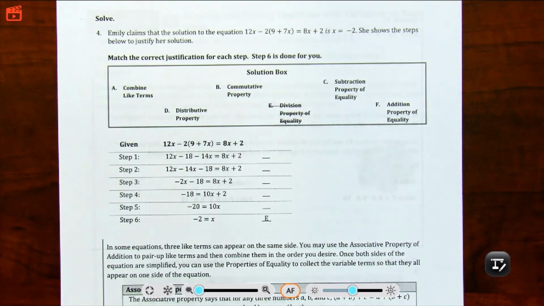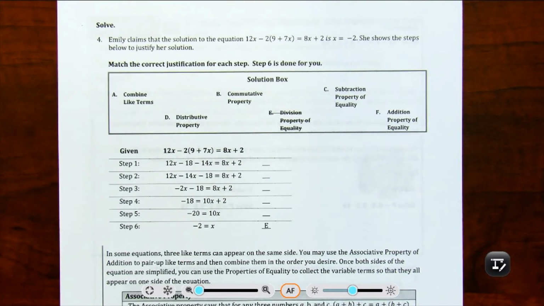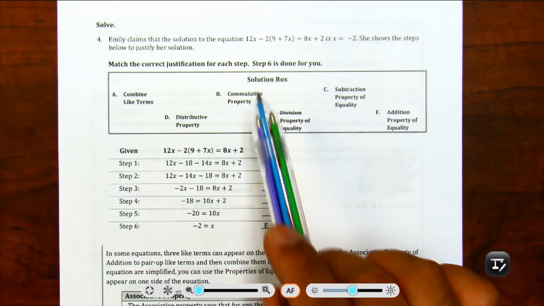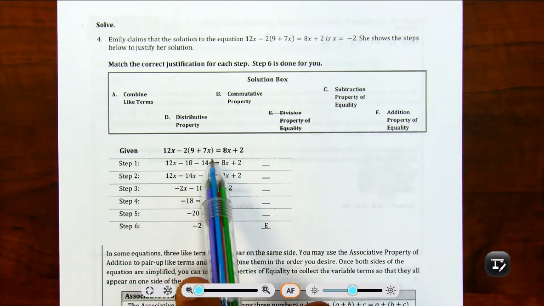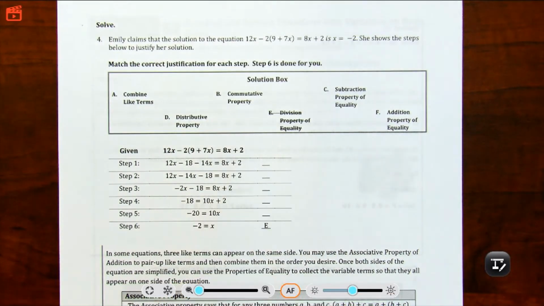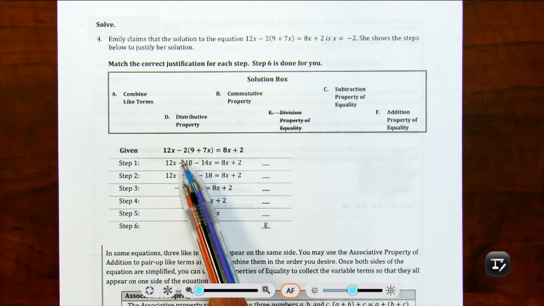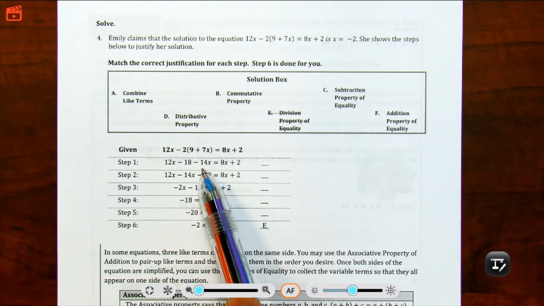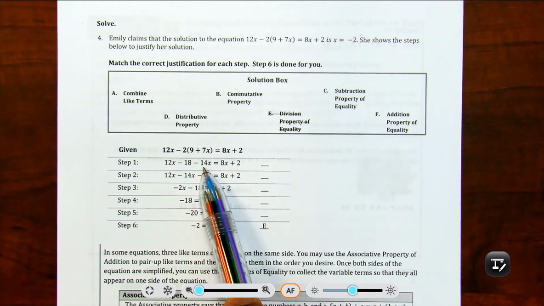Okay, for problem number 4, we're given this multi-step problem. 12x minus 2 times 9 plus 7x equals 8x plus 2. And we have 6 steps. So what is the first step? And that occurs here. Negative 2 times 9 plus 7x becomes negative 18 minus 14x. This is distributive property. So that is D.